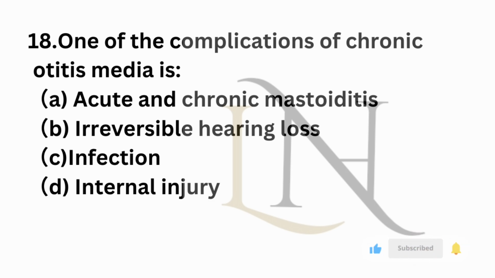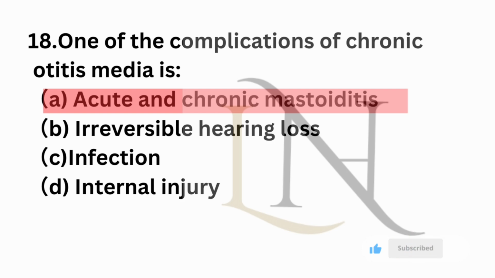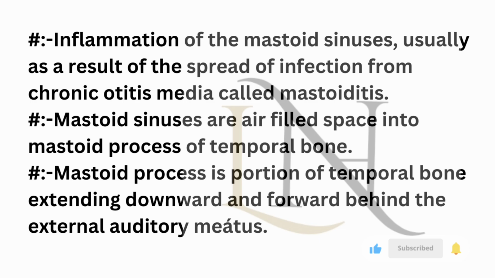Correct answer. Option A. Acute and chronic mastoiditis. So, inflammation of the mastoid sinuses, usually as a result of the spread of infection from chronic otitis media, is called mastoiditis. Next, mastoid sinuses are air filled spaces in the mastoid process of the temporal bone, and the mastoid process is the portion of the temporal bone extending downward and forward behind the external auditory meatus.